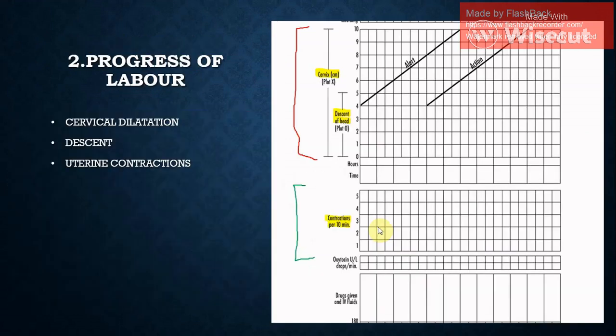Clear? So coming on to the other section, we have the progress of labor. For the progress of labor, we generally consider three parameters. The first parameter is the cervical dilatation, which is plotted as an X. Then we have the descent of the fetal head, which is plotted with a 0 or an O. Then we have the uterine contractions, represented with appropriate symbols per 10 minutes period.